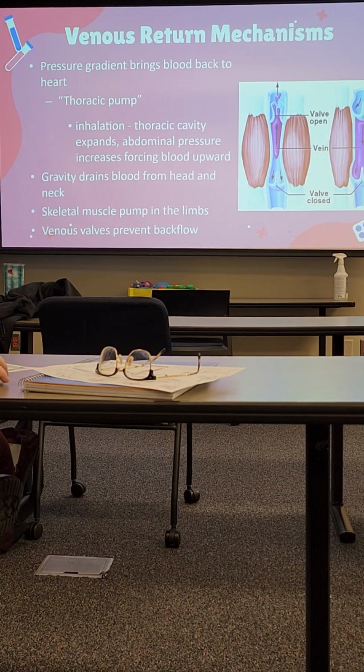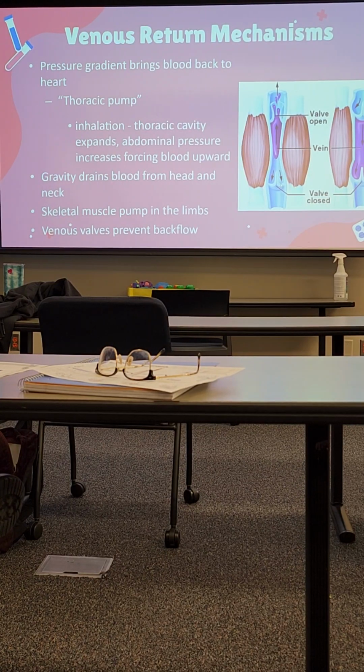Gravity, thank you physics, drains that blood from our head and neck into our heart. But for our lower extremities, it's actually our skeletal muscle. There's usually skeletal muscle on either side of our veins that, when they relax and contract, push the blood flow up. And what we have here are also called valves. There are valves within the veins to prevent backflow.